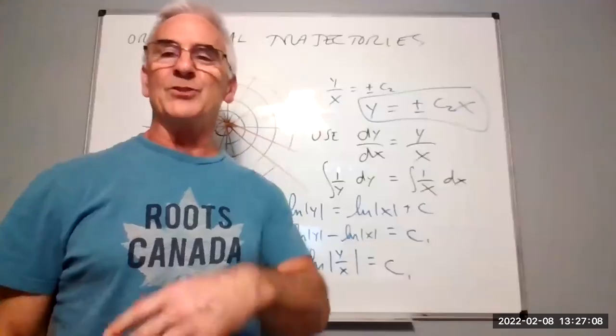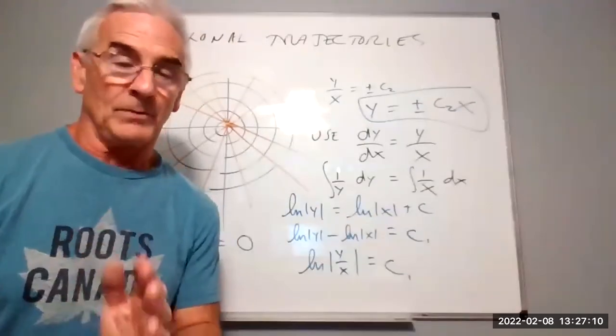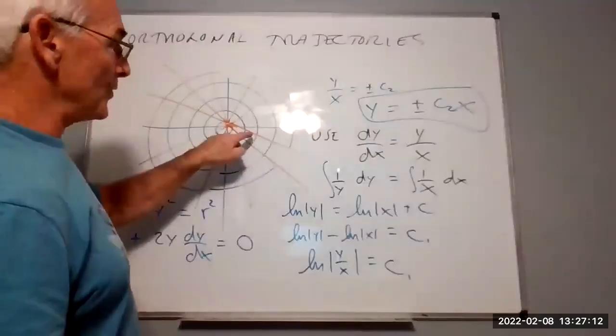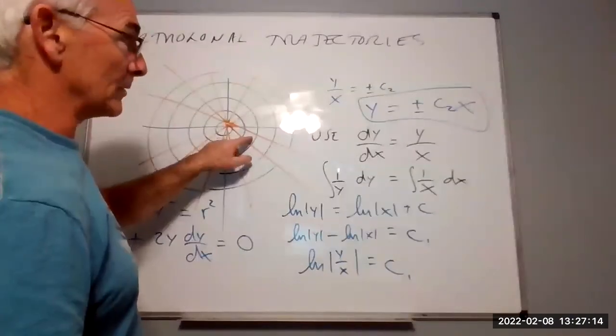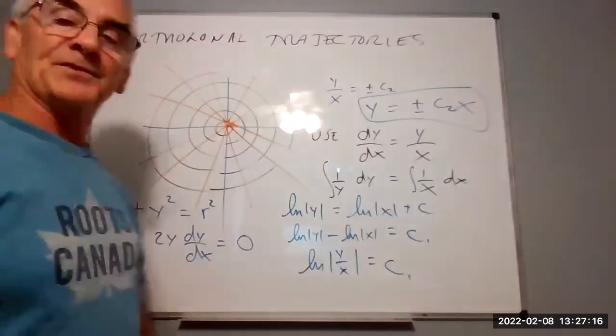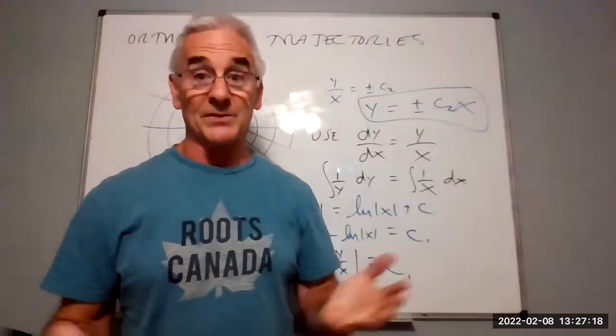We could do this with anything. Now, orthogonal meant that all the tangent lines would be perpendicular. It's a family of curves, so there's infinitely many. This is a very useful one.